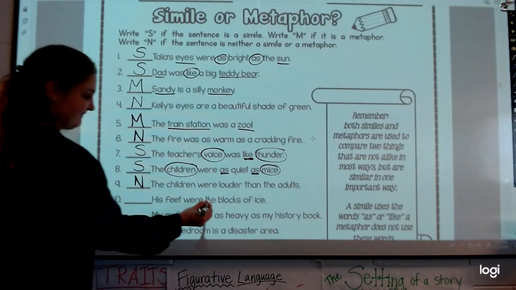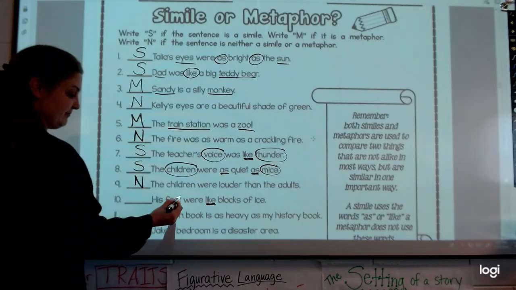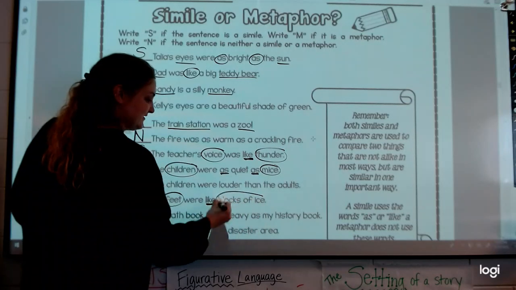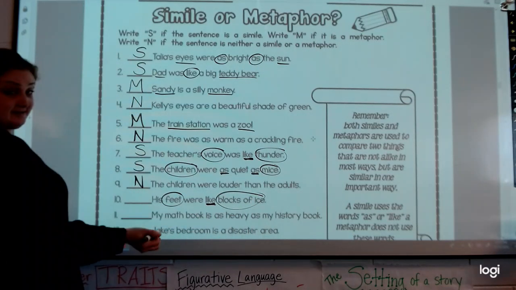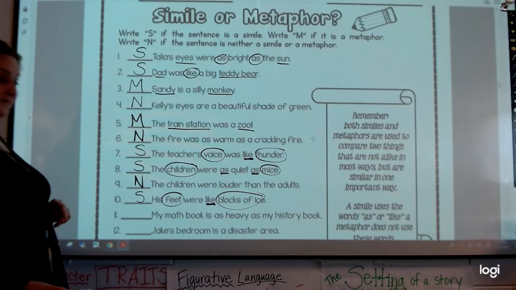Number 10. His feet were like blocks of ice. All right, right away I found my like. I think they are comparing his feet to blocks of ice. Okay, using like, which makes that a simile.